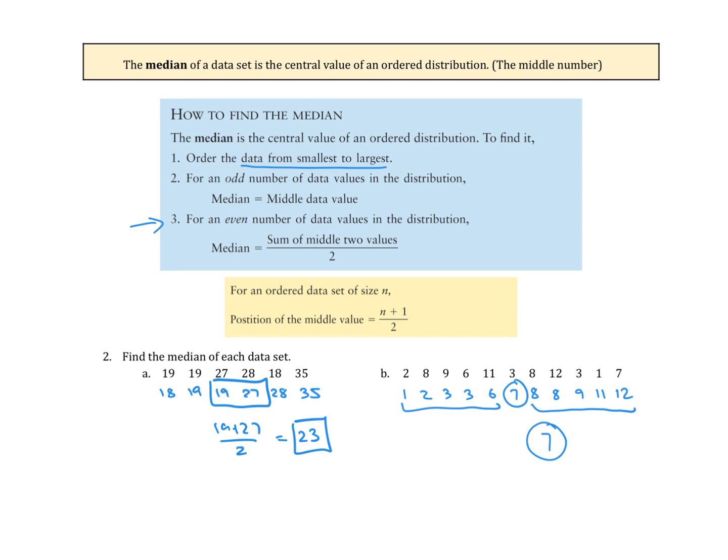Now, a trick that can be really helpful for larger data sets is to use this yellow box right here. You can find the position of the middle value by taking the number of data values in your set, adding 1, and dividing by 2. So if we go back to 2A, I had 6 numbers. So to find the position of the median, I can do 6 plus 1 divided by 2, and I get 7 divided by 2, which is 3.5. That tells me my median is between my third and fourth data values.